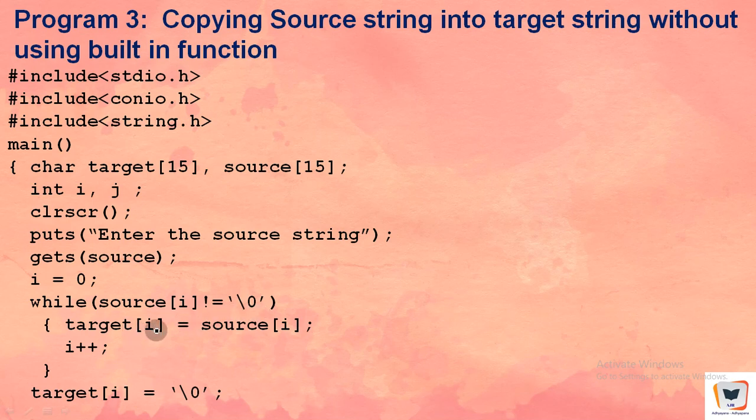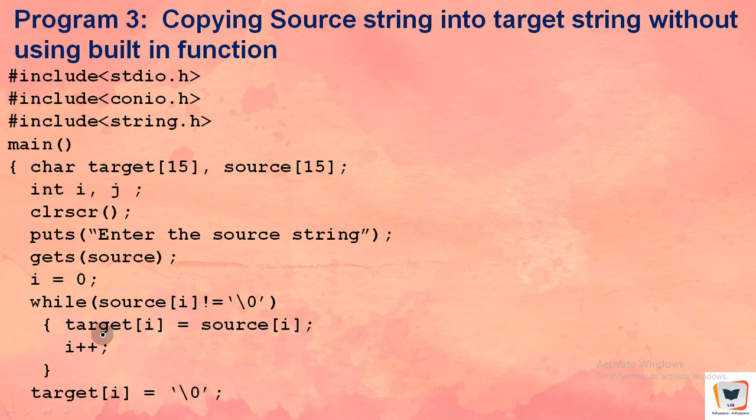Target i is to be filled character by character by source i. Okay, source 0 will go to target 0, source 1 will go to target 1, like this. Target, being the string which is empty, is filled by sending character by character of the string available in source, and i is incremented.